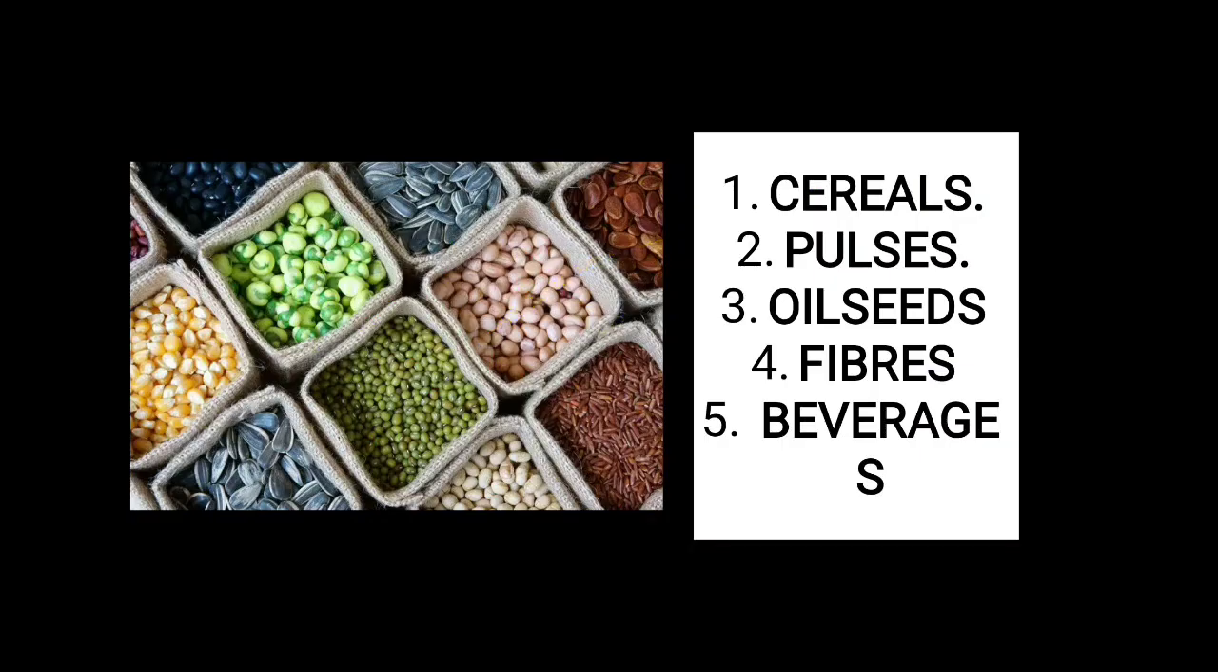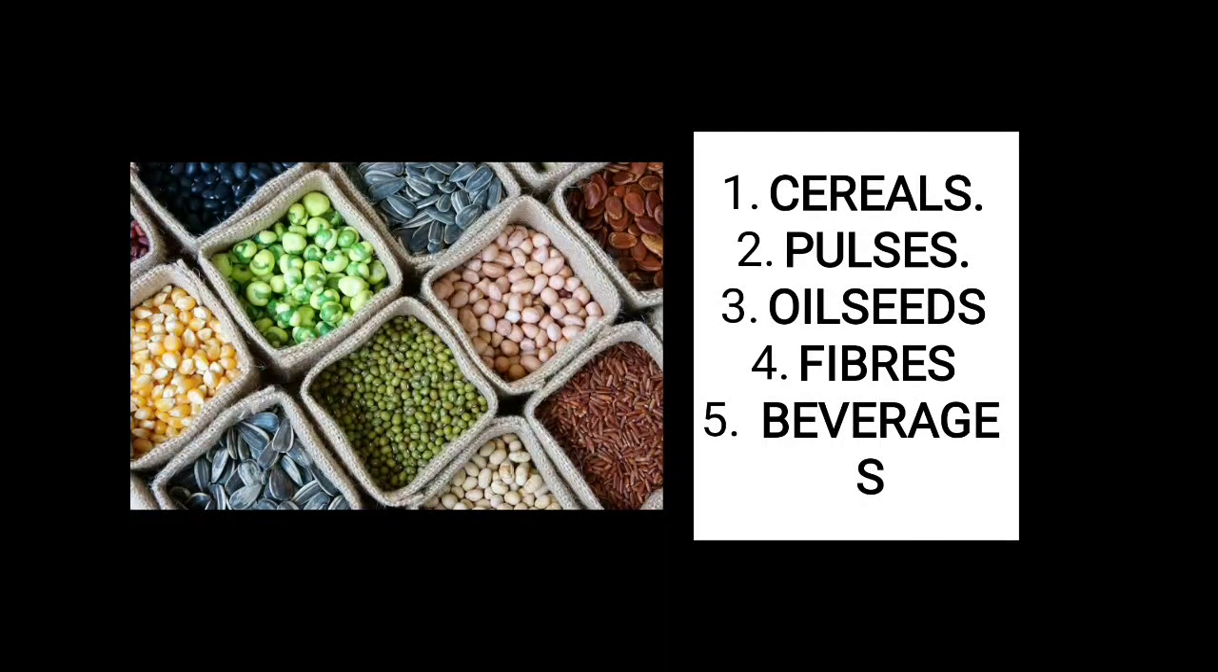If we look into the crops, they are categorized on the basis of type. Number 1, cereals, which includes rice, wheat, maize and millets. Number 2, pulses, like gram, moong, urad and arhar. Number 3, oil seeds, which consist of mustard, linseed and rapeseed. Next is fiber crops, with raw materials such as cotton, jute, flax and hemp. In beverage crops you will find plants such as tea, coffee and cocoa. So these are the types of crops categorized according to their standard.